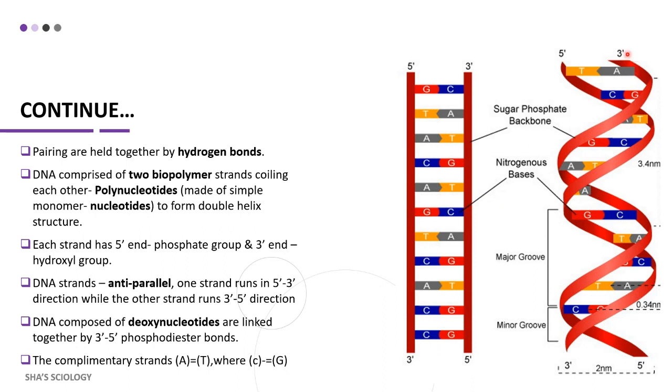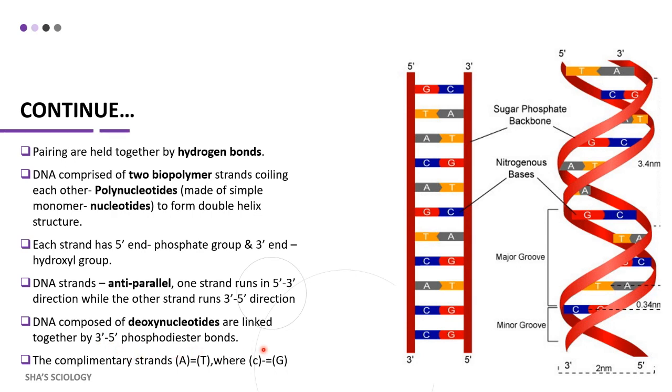So these strands of the DNA are called anti-parallel strands. Why? Because if the DNA molecule starts with the 5' end, it ends with the 3' end. Alternatively, if it starts with the 3' end, it ends with the 5' end. So it is called anti-parallel strands. So the DNA is composed of deoxynucleotides which are held together by 3' and 5' phosphodiester bonds.